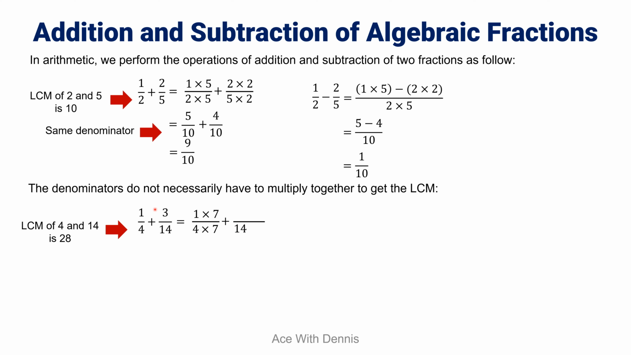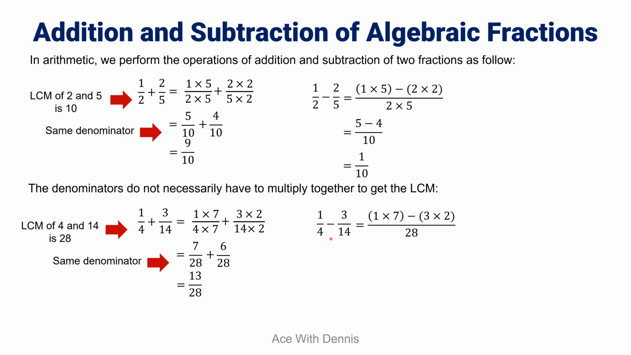So we go to the second fraction here. It is 14 times 2, we get 28. So the numerator is 3 times 2. Then we calculate separately. We will get 7 over 28 plus 6 over 28. Now we have the same denominator for both fractions, so we can perform the addition. 7 plus 6 becomes 13, then over 28.